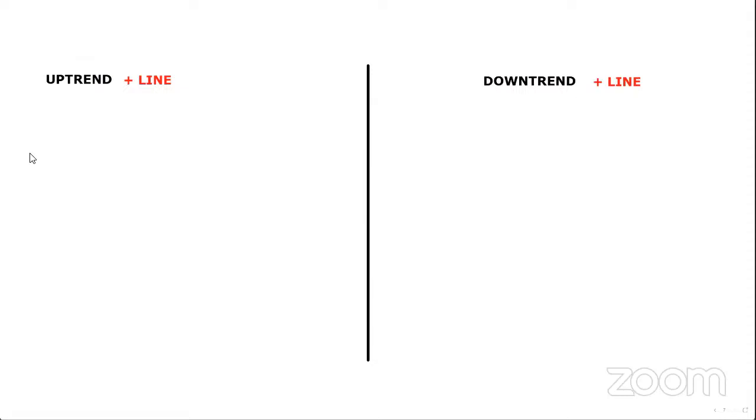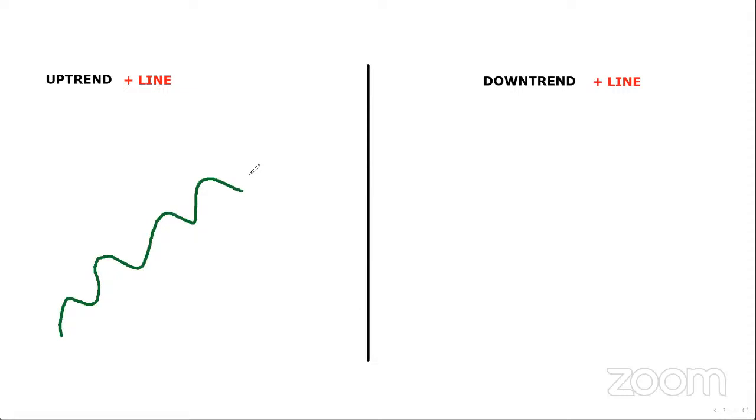So if you have an uptrend, it is simply a movement to the upside where buyers are dominating, buyers or bulls are dominating the market. You're going to find that the market is going like this. And the width of the line is very thin actually.